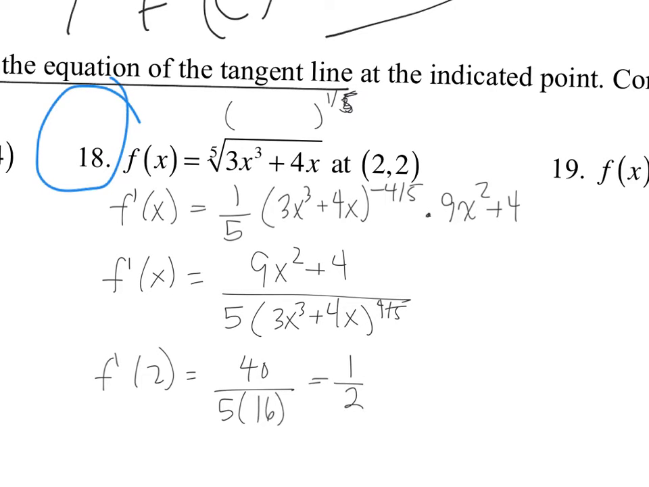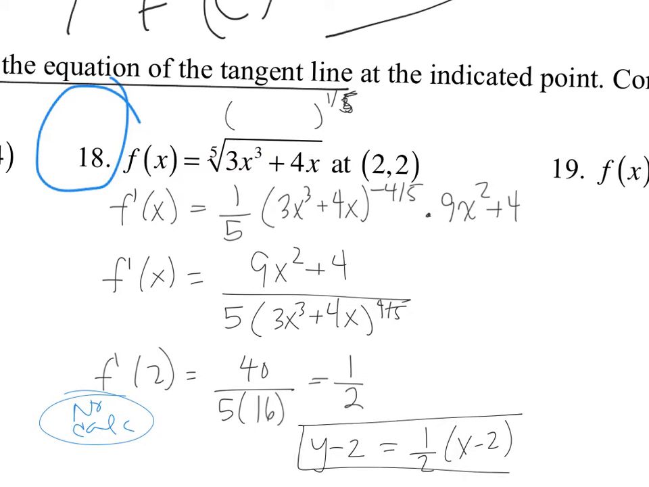And yes, you are expected to do f prime of 2 without a calculator. That's part of the skill set you need to know in this class. So f prime of 2 is 1/2. From there, we're just putting it into point-slope form. So y minus 2 equals 1/2 times (x minus 2) for our equation of our tangent line.